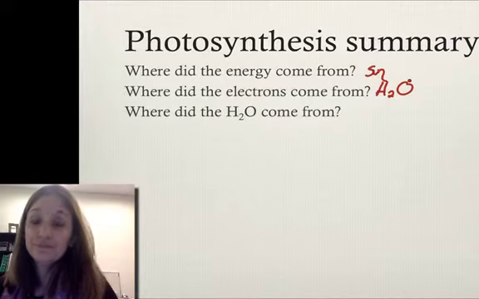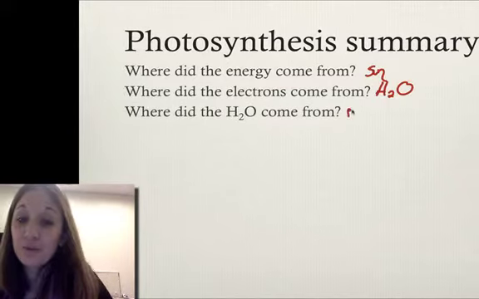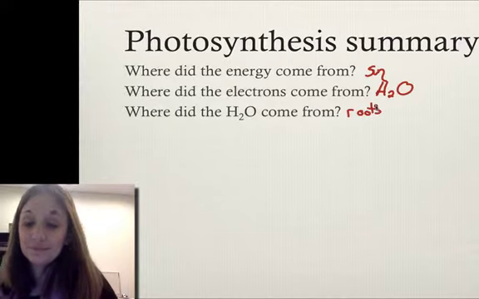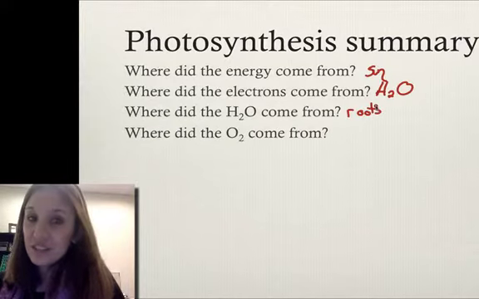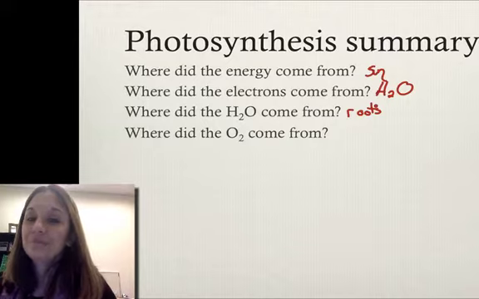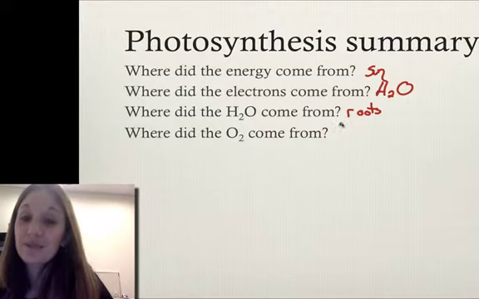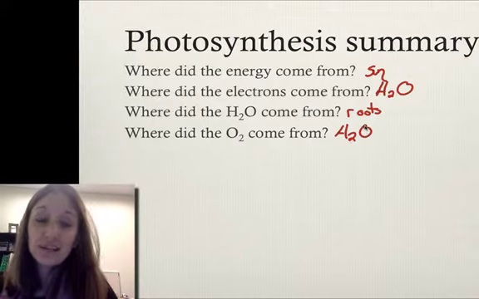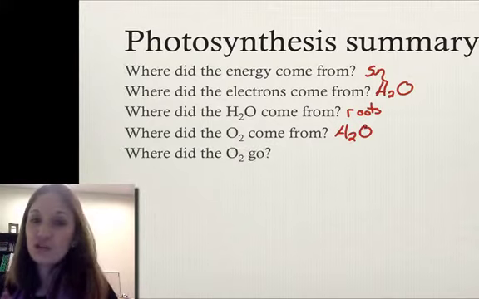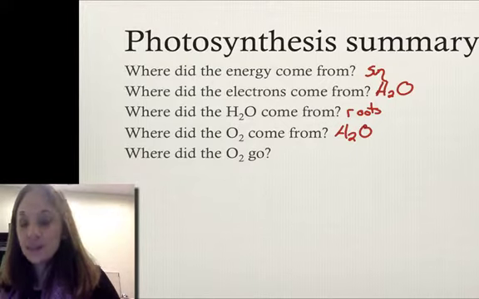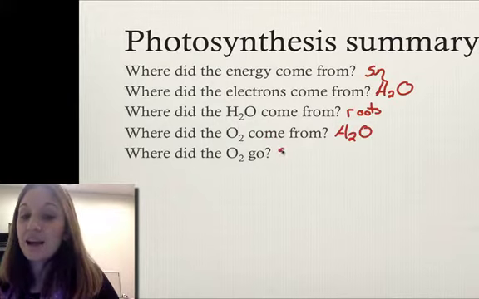Where does the water come from? Well, you're getting the water from the roots in the plant. And where does the oxygen come from? Remember that oxygen comes from the splitting of water. And we know this because we've radioactively labeled it and seen its progression. Where's the O2 going to go? Remember those specialized structures in the leaves? That's right, the O2 is going to pass back out of the leaves through the stomata.